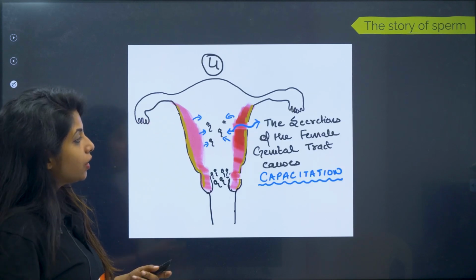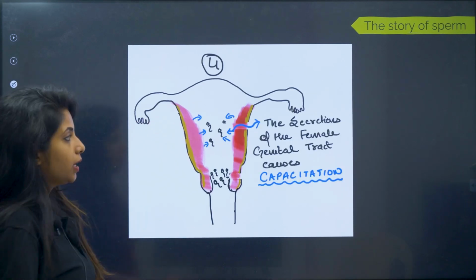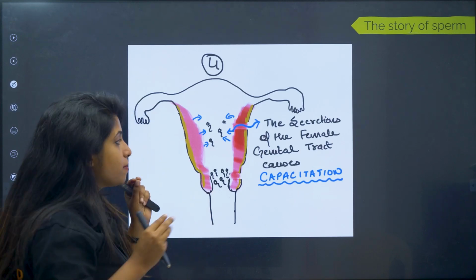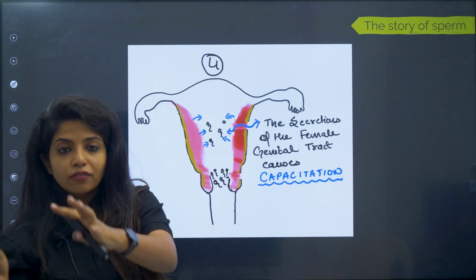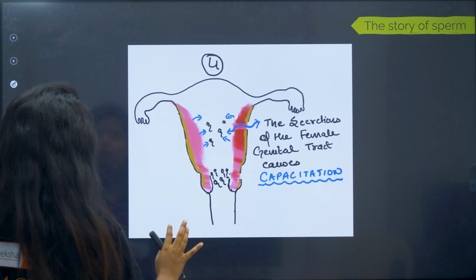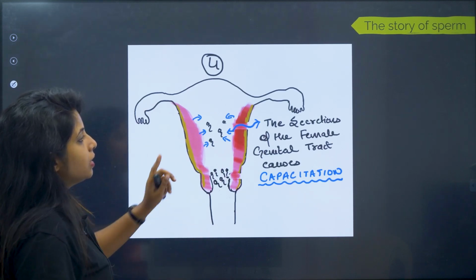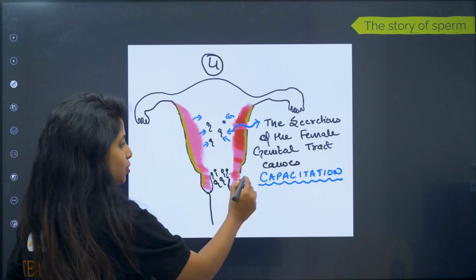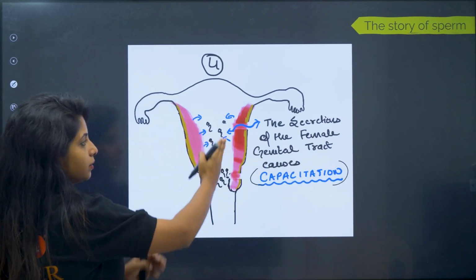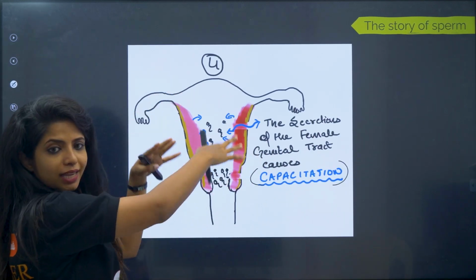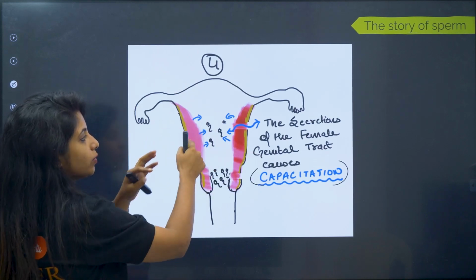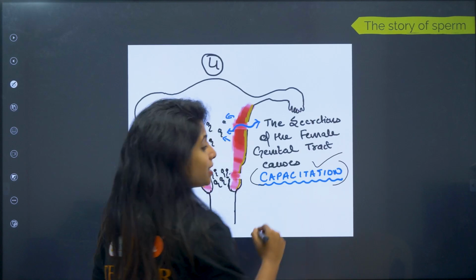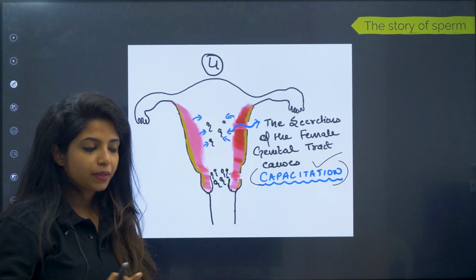Now, there is another very important thing that is going to happen in the female genital tract. I am saying in the female genital tract, I am not mentioning exactly the uterus or the fallopian tube, together I am just saying female genital tract. The secretions of the female genital tract cause capacitation. So you are able to understand one thing: there is some secretion happening inside the female genital tract which is acting on the sperm, and this causes what? Capacitation. Now, what is the meaning of capacitation?